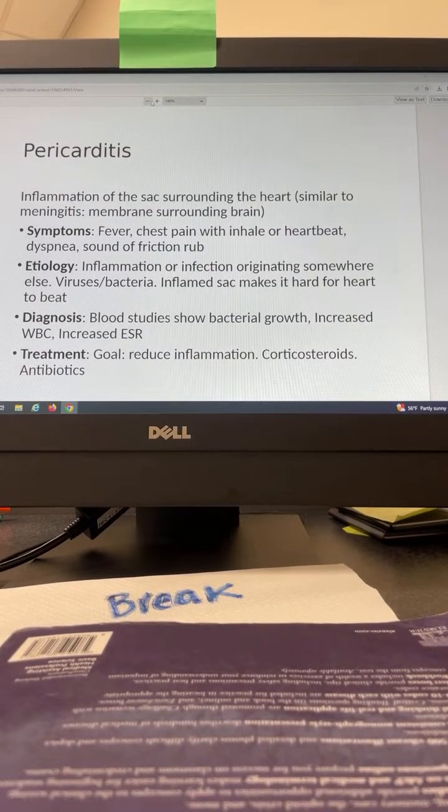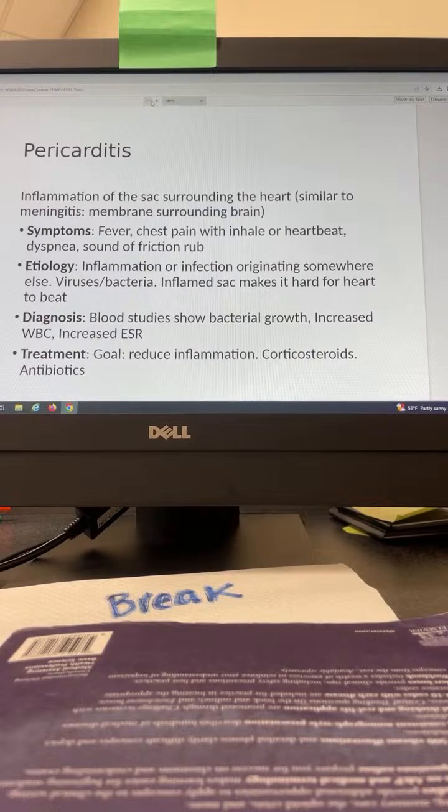What causes this? It's some kind of inflammation or infection that started somewhere else in the body, usually viral or bacterial. So let's say someone had some other infection and it traveled through the bloodstream and got to the heart. Okay, this inflamed sac makes it harder for the heart to beat as well.